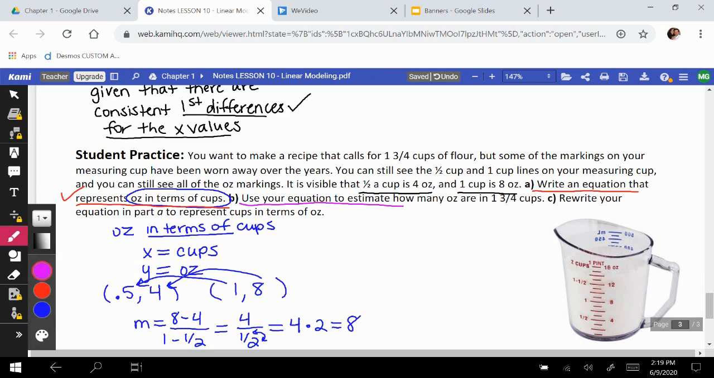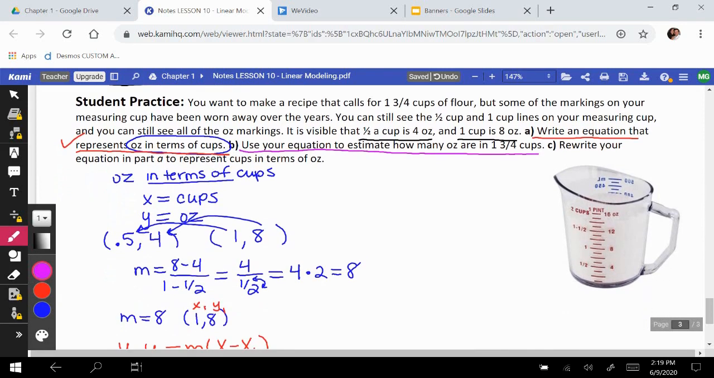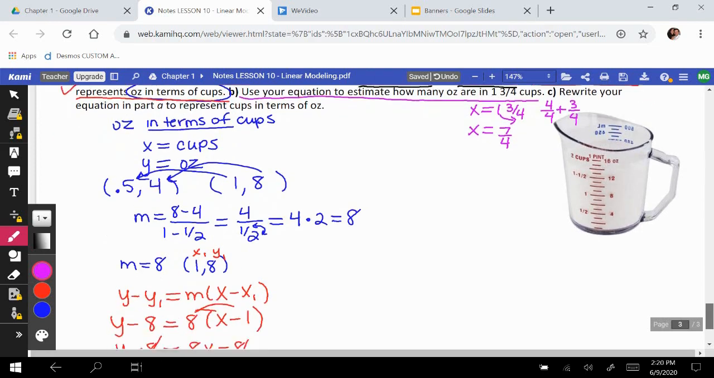Part B says use your equation to estimate how many ounces are in 1 3/4 cups. So x is your input. We're inputting 1 3/4. I think it would be easier to write this as an improper fraction. So what's 1 times 4? That's 4 plus 3. That'd be 7/4. Right? Another way you can think about it is if you have 1, that's 4/4. And then I still have to add on the 3/4, which gives us 7/4 for x. Okay, so I'm going to plug that in for part B.